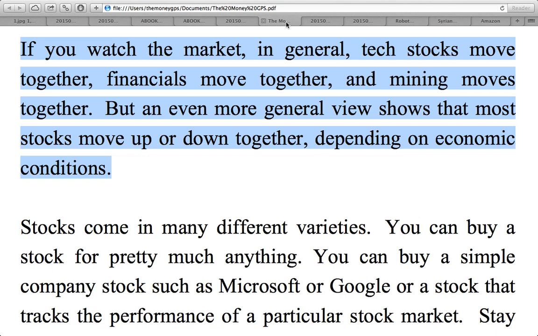There's a whole chapter, in fact, on the paper assets. If you watch the market in general, tech stocks move together, financials move together, and mining moves together. And now I want to say this in two different ways, but at an even more general view, it shows that most stocks move up or down together depending on the economic conditions.